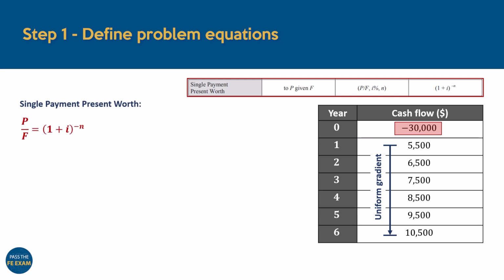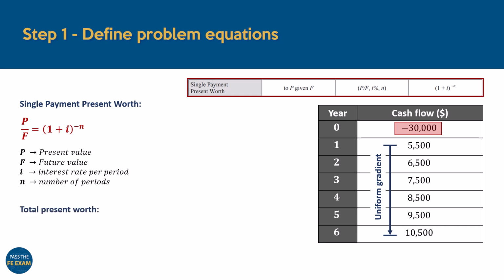The single payment present worth formula is given by P over F is equal to (1 plus i) to the power negative n. In this formula, P represents the present value, F is the future value, i is the interest rate per period, and n is the number of periods. The formula allows us to calculate the present value of a single future cash flow. However, when we have multiple cash flows occurring at different times, we simply apply this formula to each cash flow individually and sum the results to find the total present worth.